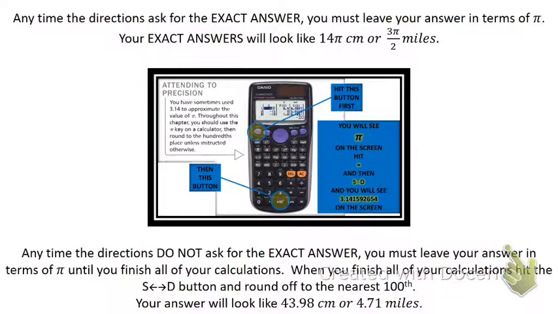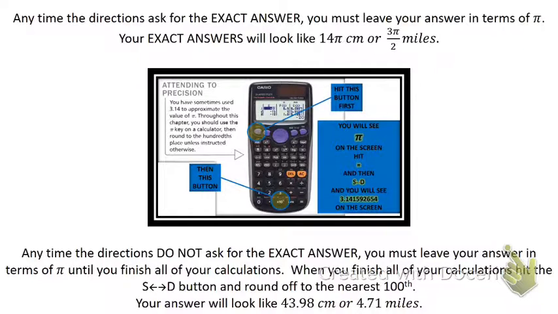Anytime the directions ask for the exact answer, you must leave your answer in terms of pi. Your exact answers will look like 14 pi centimeters or 3 pi over 2 miles.